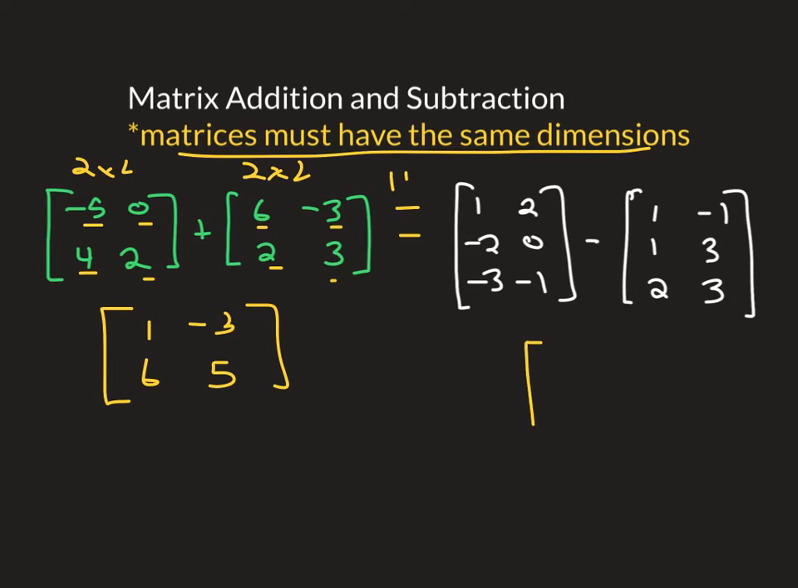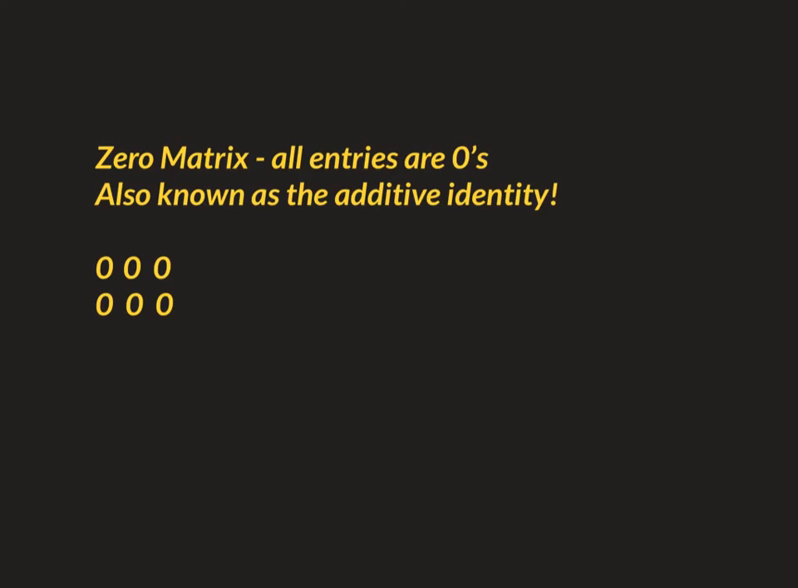The second one is subtraction, the same way. Subtract straight across. 1 minus 1. 2 minus -1 is 3. -2 minus 1 is -3. 0 minus 3. -3 minus 2. And -1 minus 3. And that's all you do. So pretty easy, addition and subtraction. Let's look at the next thing.